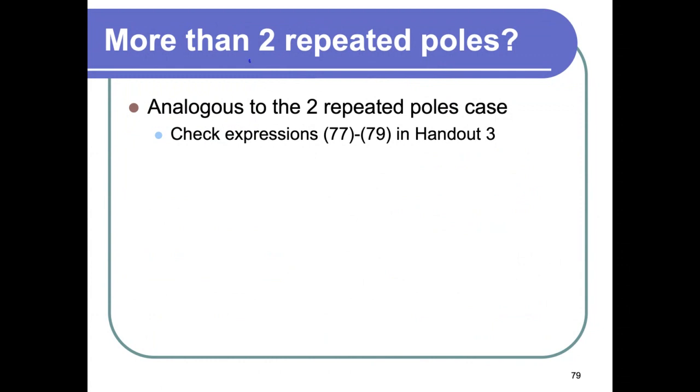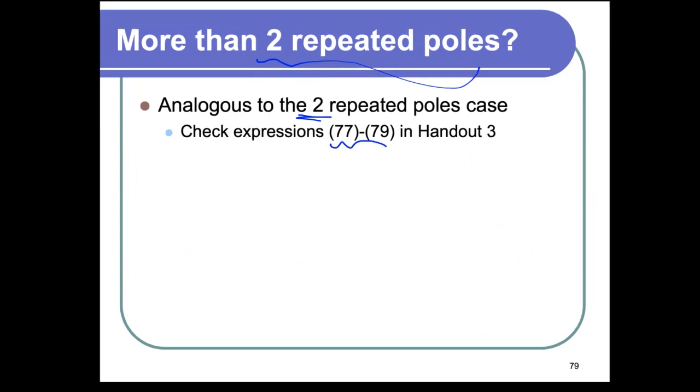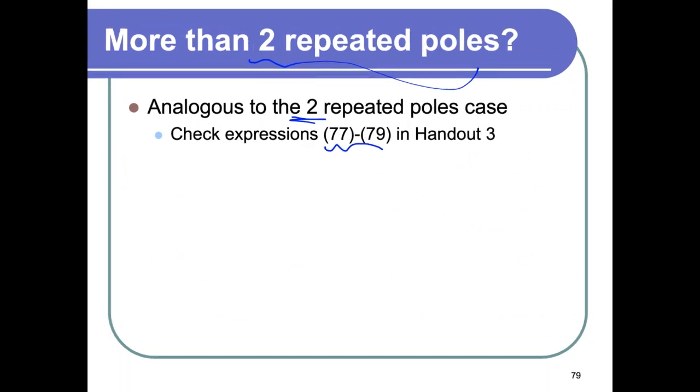So what if we have more than 2 repeated poles? It's similar to the 2 poles case, and there are expressions for it. Look at expressions 77 up through 79 in handout 3. Let me pull it up real quick just for completion. Let me open the handout and show it to you.